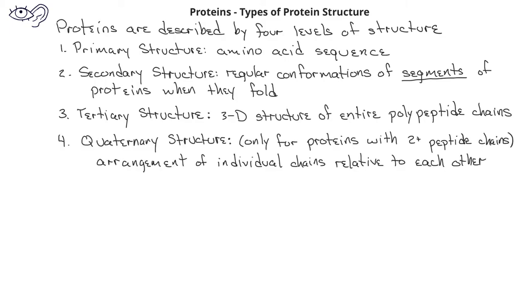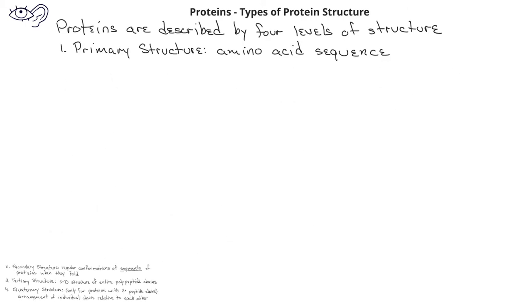Quaternary structure is only present in those proteins that are composed of 2 or more peptide chains. Quaternary structure describes the arrangement of individual chains of amino acids or peptides relative to each other. Let's look in a little more detail at each of these different types of structure.